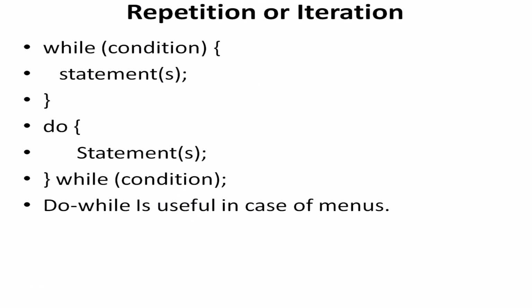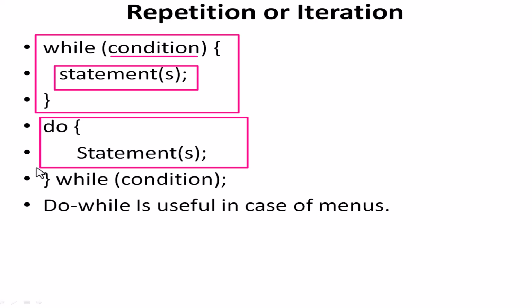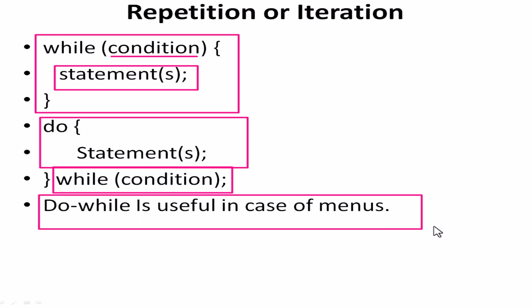Next, repetition or iteration. Basically, if you want to repeat a number of times, the iteration, you will be using while, do while, and again a for loop. Here you are going to use a while condition. Based upon the condition, you will be checking the condition, and the statements will be executed. In do while, do is going to execute the statement first, then it is going to check the condition. First it executes the statement, later on it checks the condition. If it is true, once again the do while will be executed, otherwise it will be exited. So do while is useful in the case of menus.